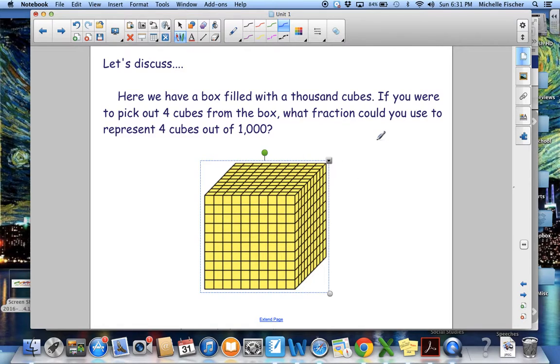Okay, we all should have gotten 4 over 1,000, because 1,000 is our total number in this box, and 4 is how many we took out of there. We're going to move on here.